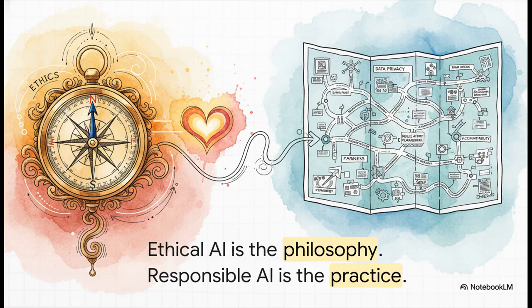And that really brings us to a perfect summary of this entire journey. If ethical AI is the moral compass that points us north, responsible AI is the detailed map, the 4x4 vehicle, and the rules of the road that actually get us there. One is the why, and the other is the how.